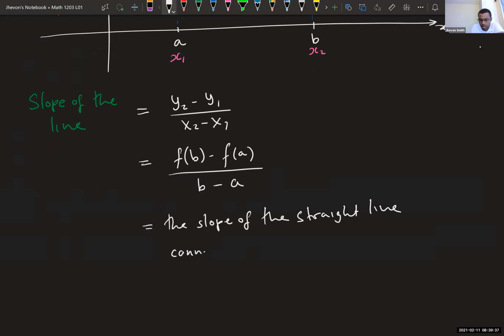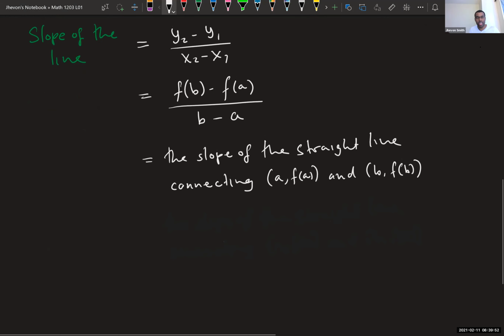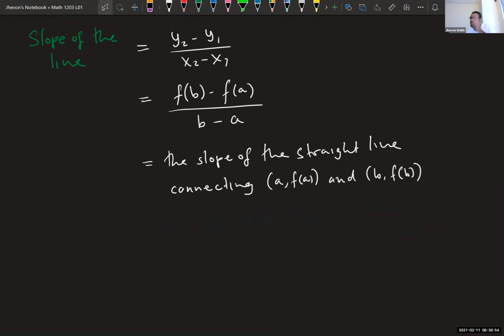connecting the 2 coordinates, a comma f of a, that x value and y value, to b comma f of b. Right? That's all this actually is. So I have a function that's defined on the interval a, b. If I connect the endpoints on that function at a and b, draw a straight line, and find the slope, that gives me the thing that we know as the difference quotient.